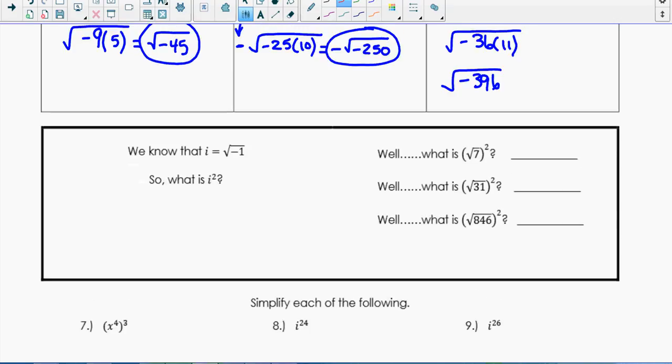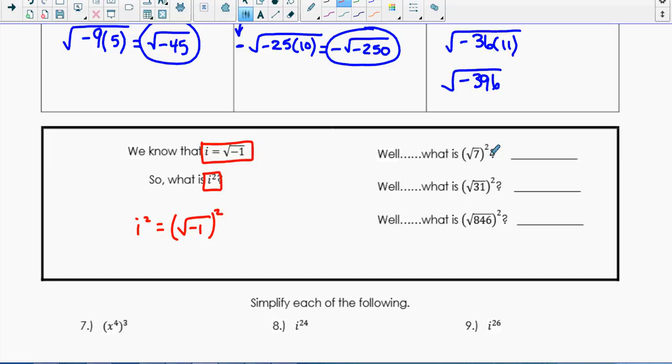Alright, so we talked yesterday and we said that i equals the square root of negative 1. So then what is i squared? Well, if i is the square root of negative 1, then that means for i squared, we should be taking i, which is the square root of negative 1, and squaring it. The question is, what do we get?